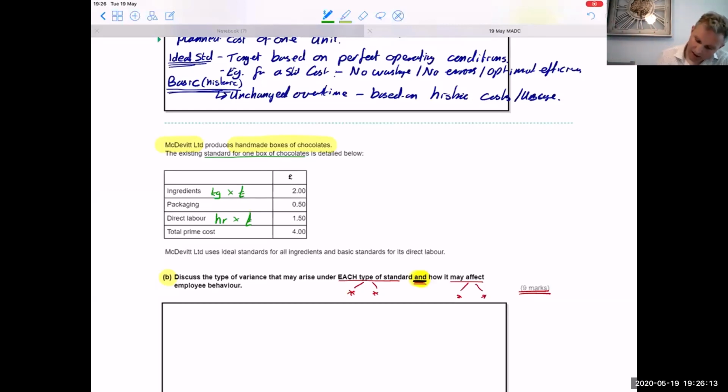Awesome. So these ones are ideal, and these ones are basic. And then we've got my question with my favourite word, "and" in it. Discuss the types of variance that may arise under each type of standard and how it may affect employee behaviour.